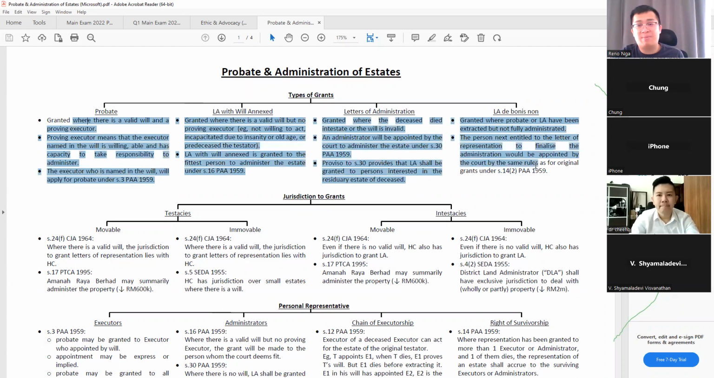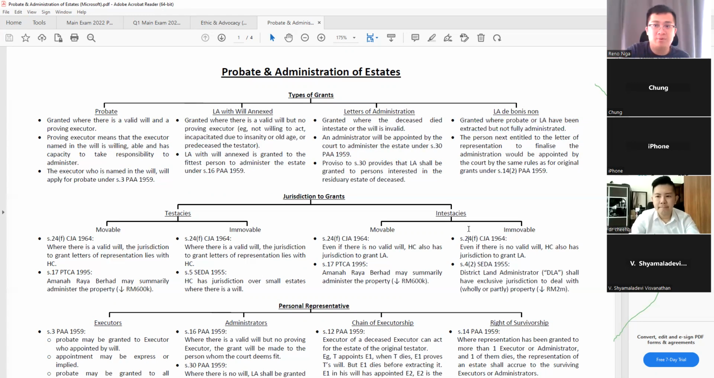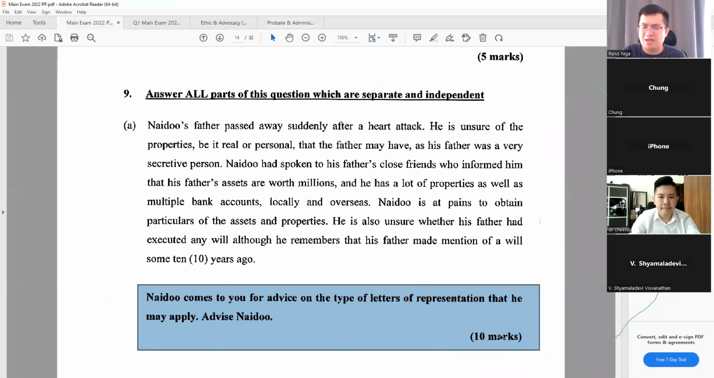We have four types. Let me repeat. Probate means there is a will. LA means there is no will. If there is a will but the executor doesn't want to act, then we call it LA with will annexed. The fourth one, LAD bonis non, means when the LA or probate has been granted, but they never took the necessary subsequent steps, so you can ask the court to grant another one called LAD bonis non. That's it. This is worth 10 marks. I think four types, each worth 2 marks, 2 marks, 2 marks, then you can get 10 marks already. I think it's quite okay.